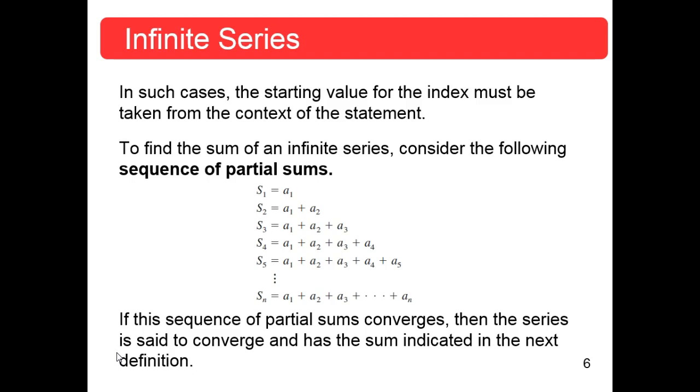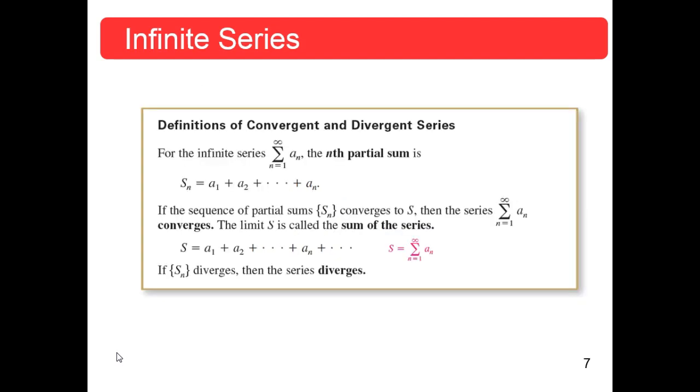So if the sequence of partial sums, that's a sequence, converges, then we say that series also converges. So here's your definition. Definitions of convergent and divergent series. For the infinite series, the summation of n equal 1 to infinity, understanding you could have n equal 0 to infinity, or n equal negative 3 to infinity, or n equal 5 to infinity, whatever.